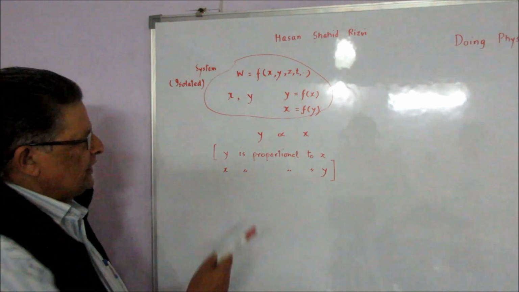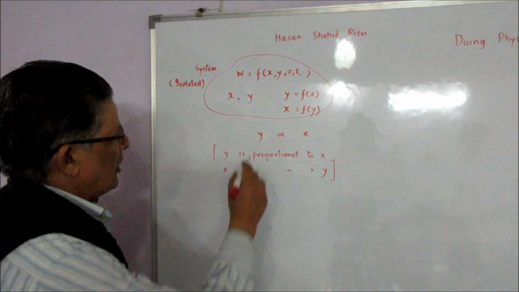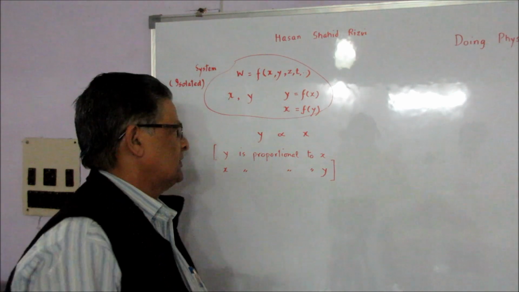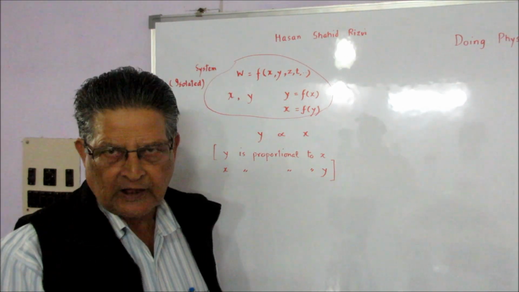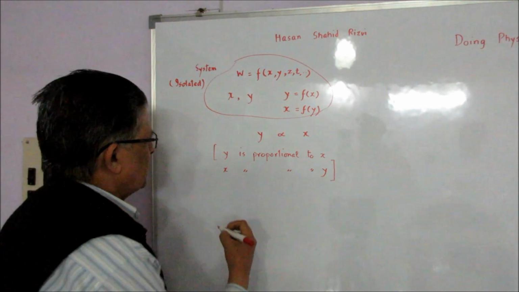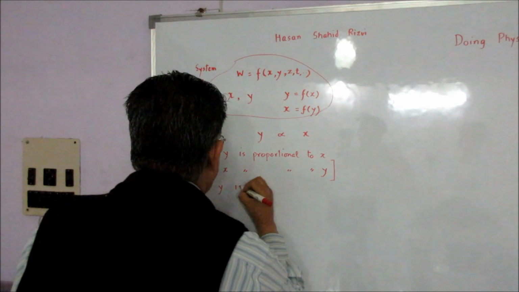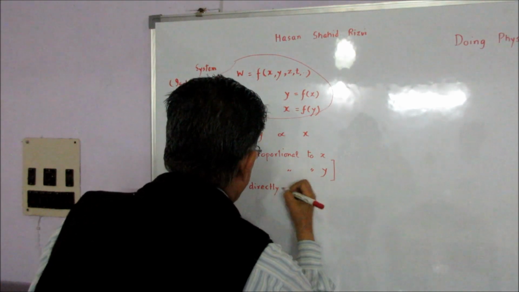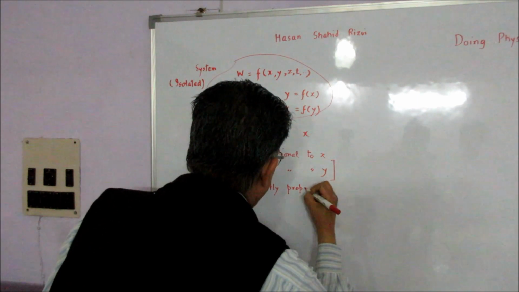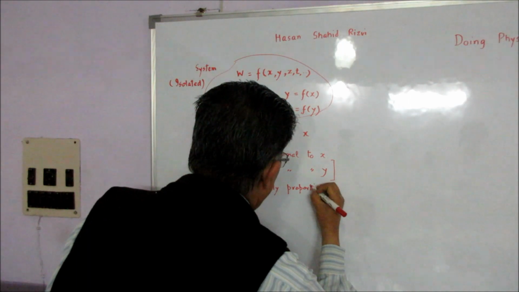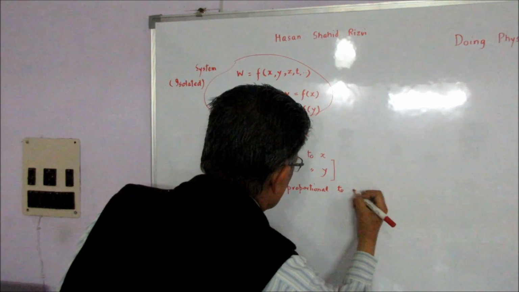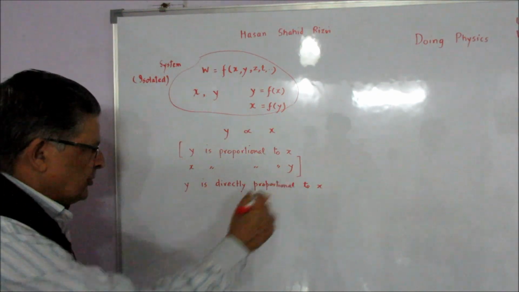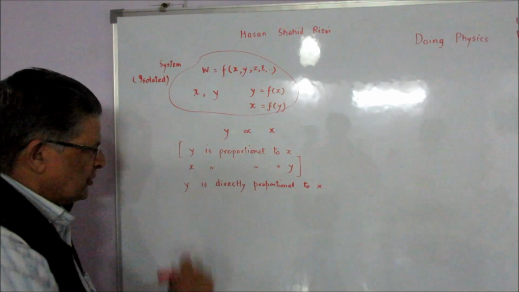Now this symbol, just like alpha, is called 'is proportional to'. Since you know things, you will say that this is a symbol of direct proportionality. Y is directly proportional to x, or x is directly proportional to y.